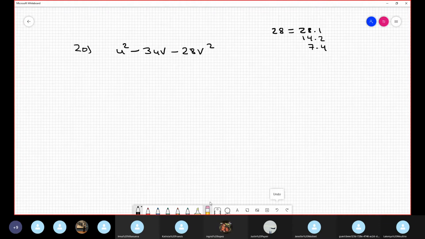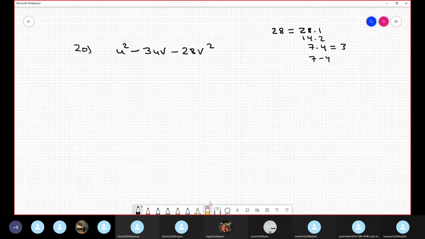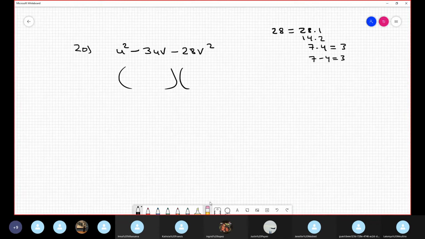Now addition or subtraction, one by one, you get 3. It's obvious that the last one, 7 minus 4, is 3. So the combination that works perfectly is 7 and 4. You open two parentheses, you put a variable first, u, and you copy 7 and 4 using the second variable, so 7b and 4b.